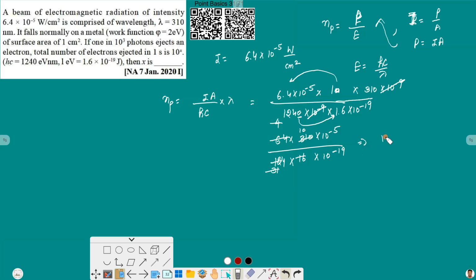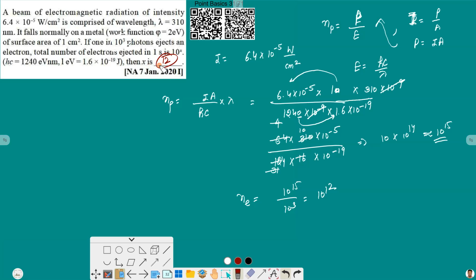So what will I get? I will get 10 into 10^-14 plus 14. So this is basically 10^15. And I am getting 1 electron for 10^3 photons. So the number of electrons will be 10^15 by 10^3, that will be 10^12. So X here will be 12.